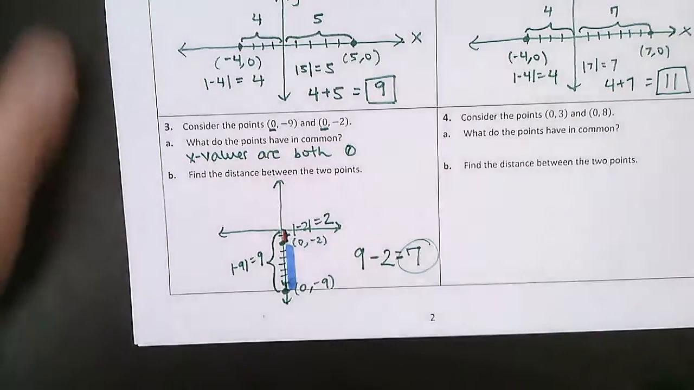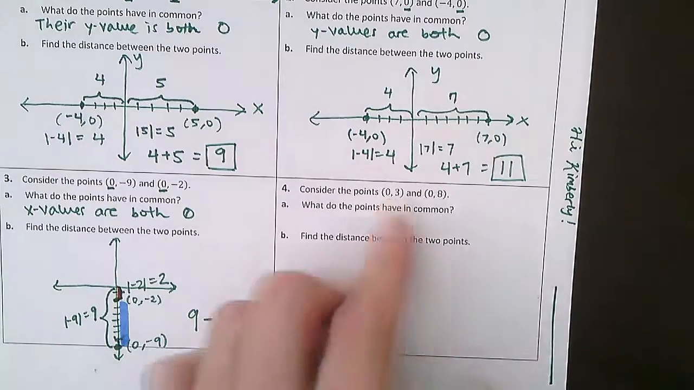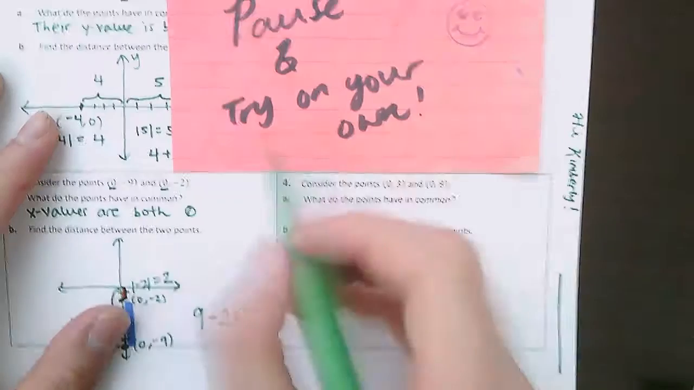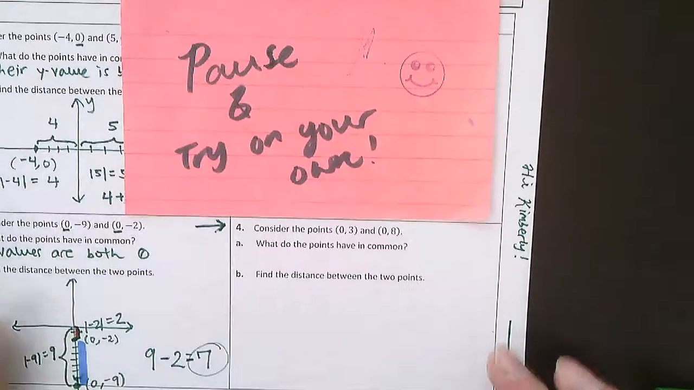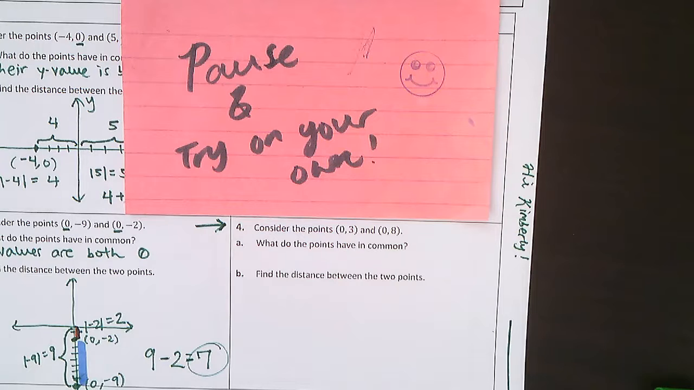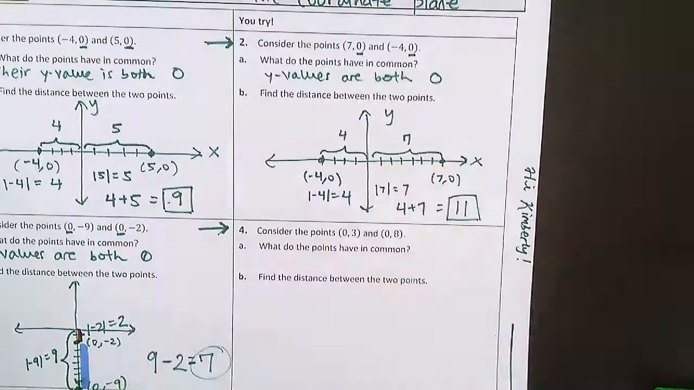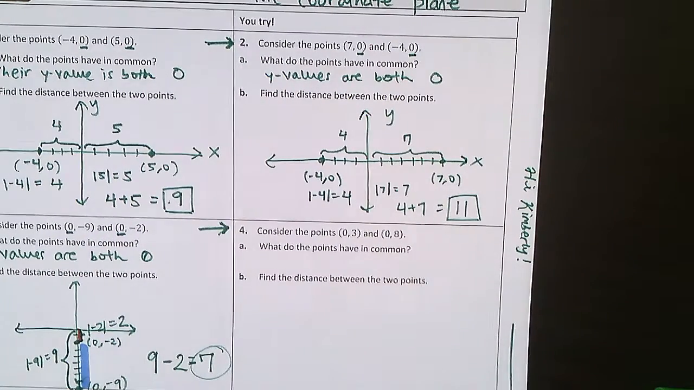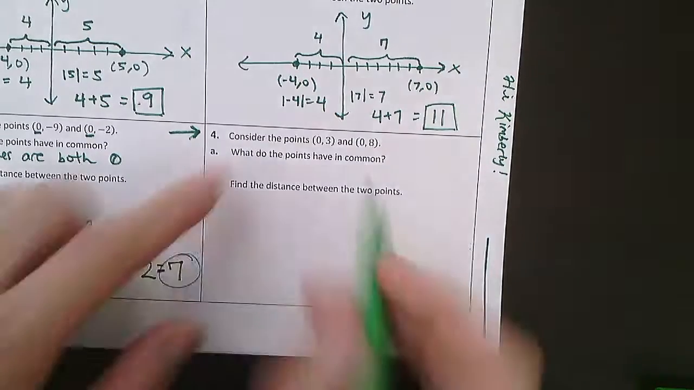Okay, now that we've tried this one together, I want you to try this one on your own. So let's pause. Number 4, try that one. Go. And now we are resuming the video to check your work. Remember, make sure that you are trying it on your own, because if you're just copying everything that I'm doing, you're not really learning. What do the points have in common?